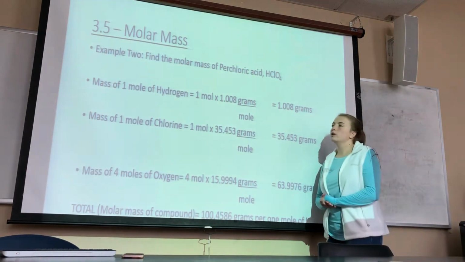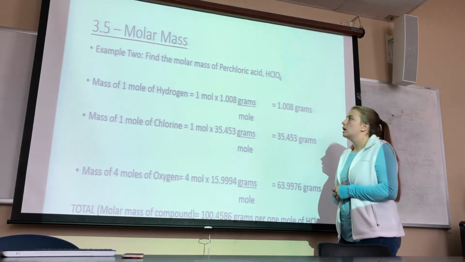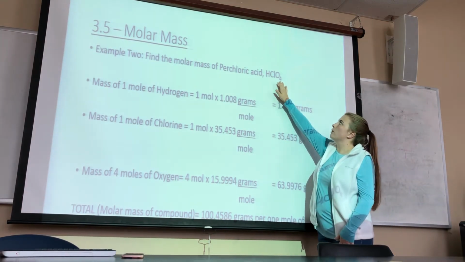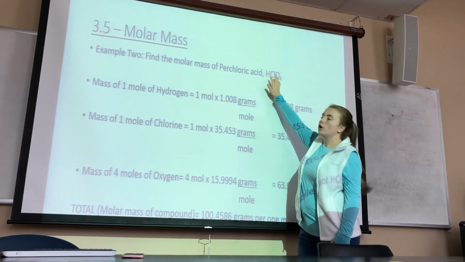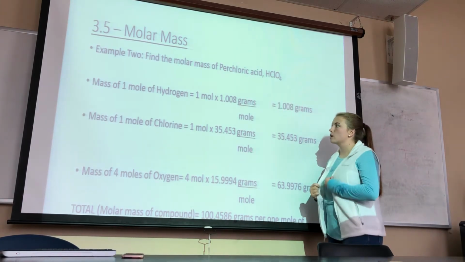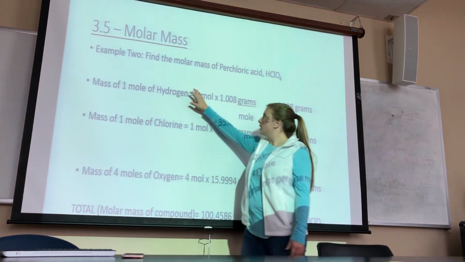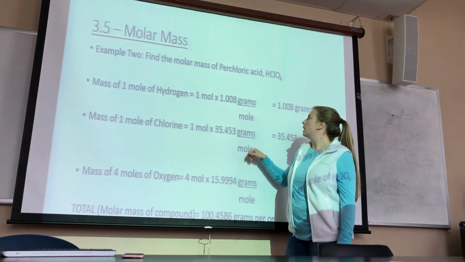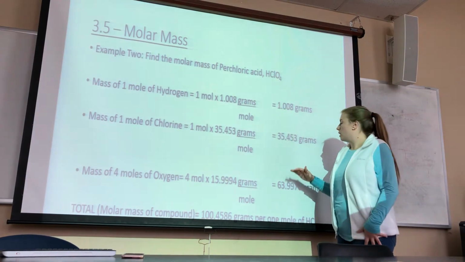Okay, so we're going to do an example where there's more than one of an element. So example 2 is finding the molar mass of HClO4. So that means that we have 1 mole of hydrogen, 1 mole of chlorine, and 4 moles of oxygen. So just like in the last example, since there's only 1 mole of each of these, you're going to take 1 mole and multiply it by the atomic mass, which cancels out the moles. And then when you multiply straight across, you get the mass for each element in grams.